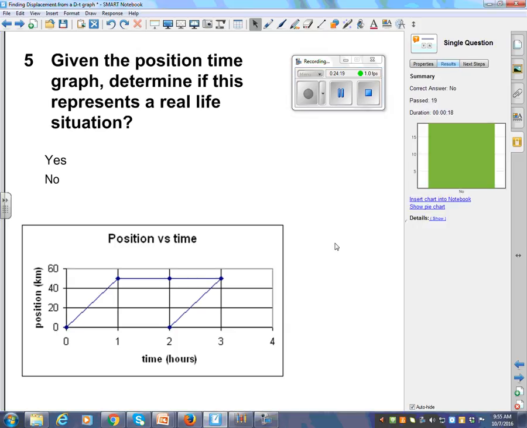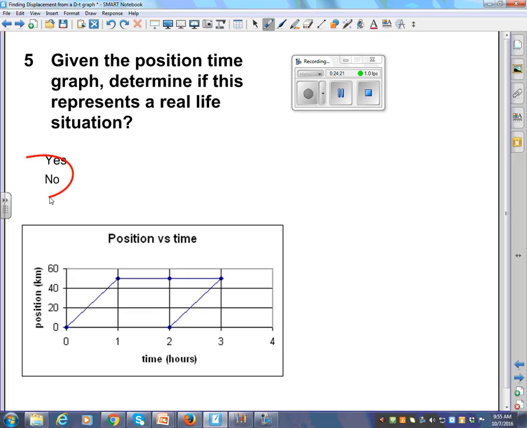No. Why no? Can't go back in time. You can't be at two different positions at the same time. Okay? How many people have done pre-calc math where you've talked about the vertical line test? Yes. Vertical line. Does this pass the vertical line test? No. It's not a function, right? Position is a function of time.